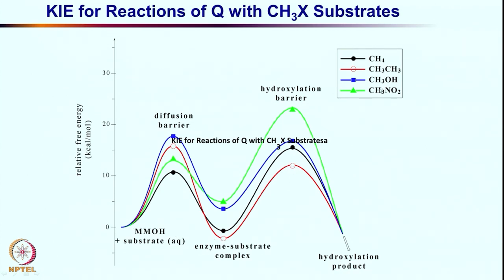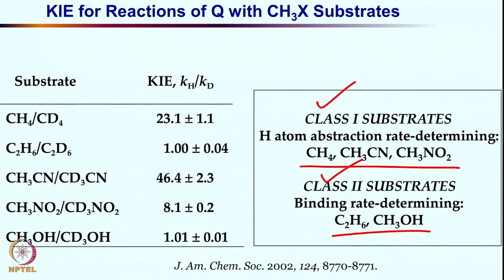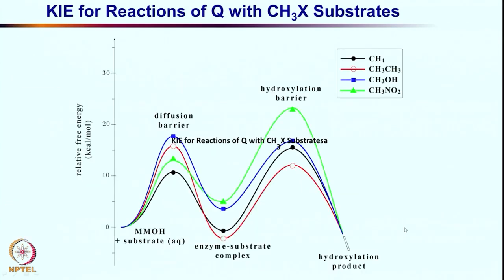In case of methanol, the blue line over here, which is the class 2 substrate, if you have forgotten, methanol is the class 2 substrate. Here you see that diffusion is far more energy demanding, it's very high energy. Of course CH bond activation is also demanding, but compared to the diffusion it is less energy demanding. So diffusion is the controlling factor over there.